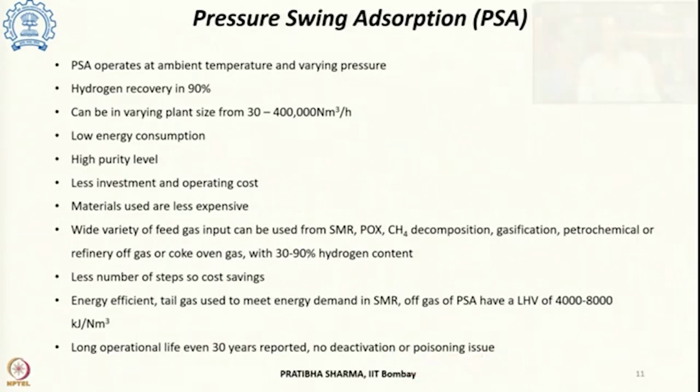So, in the next class we will see the membrane based separation method, the cryogenic separation as well as the solvent based removal method for hydrogen purification and separation.